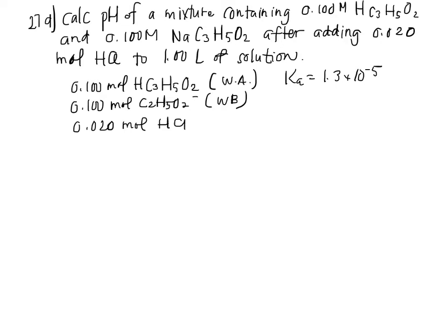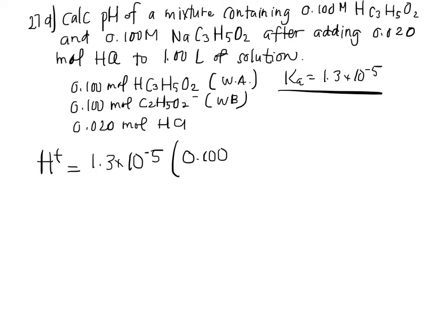So again, we're going to use the buffer formula. I have H plus equals the Ka, and Ka is given to you in the book. It's 1.3 times 10 to the negative 5 over the moles of weak acid. So first off, we're going to have to do some adding here, because originally we have 0.10, keeping the significant figures here, 0.1 moles of my acid, and I'm adding more acid to it, so I'm going to add the number of moles of hydrochloric acid we have in here.